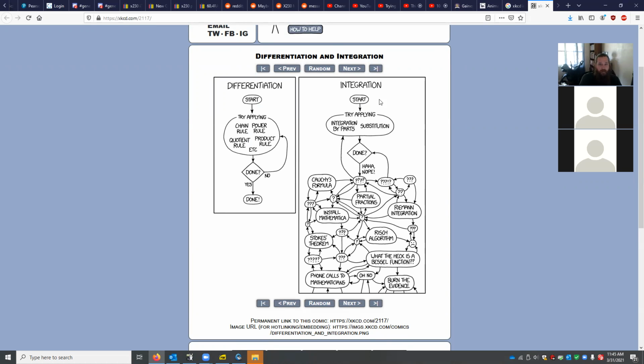Integration is a very different matter. You try applying some of these things. We haven't even talked about these yet, but we will learn substitution in this class. And then are you done? Haha, nope. Question mark, Cauchy's formula, question mark, Riemann integration, question mark, partial fractions, install Mathematica, Stokes theorem, Risch algorithm. What the heck is a Bessel function? Phone calls to mathematicians. Oh no, burn the evidence.